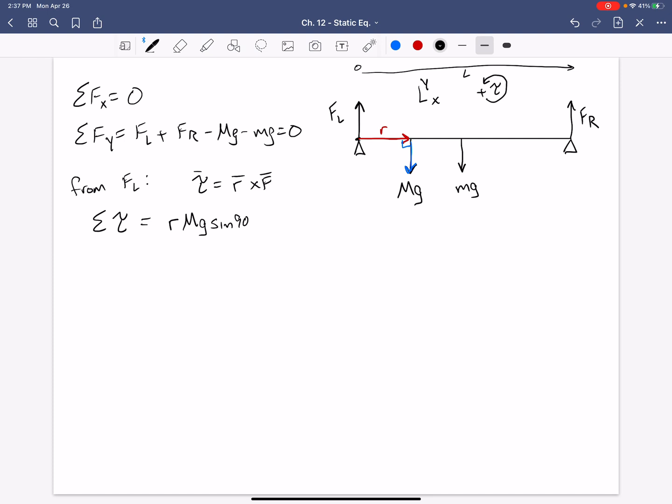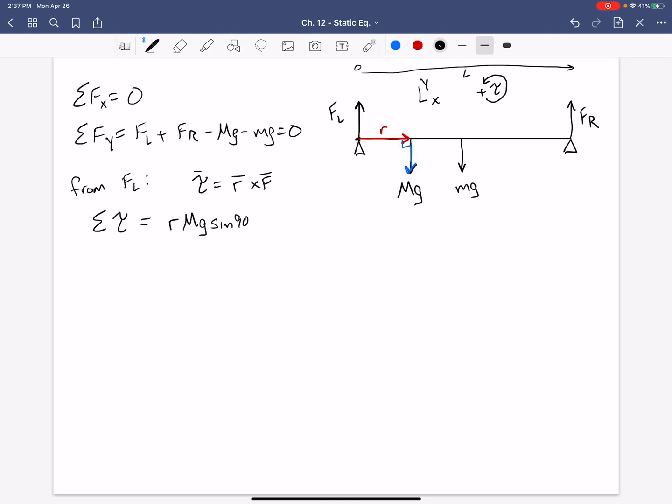Using your right hand rule, using your right hand, if you put your index finger in the direction of r, your middle finger in the direction of the force, your thumb should point in the direction of the torque, right? Which in this case is into the page.